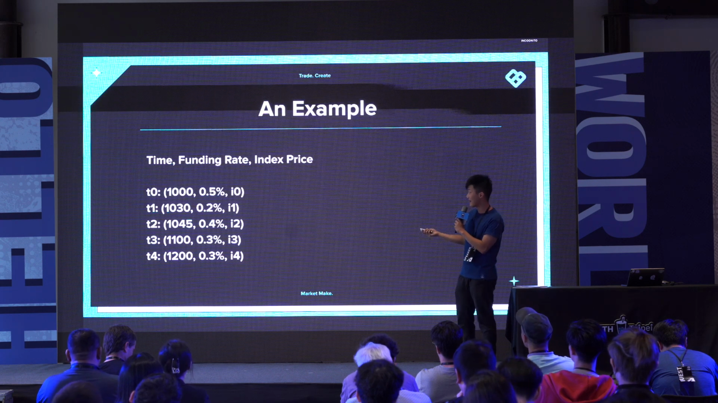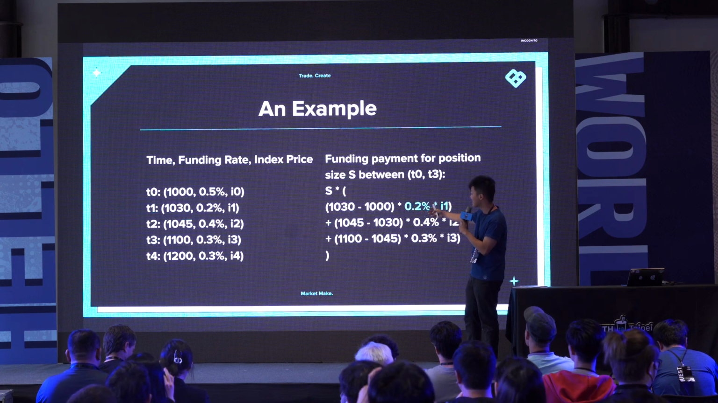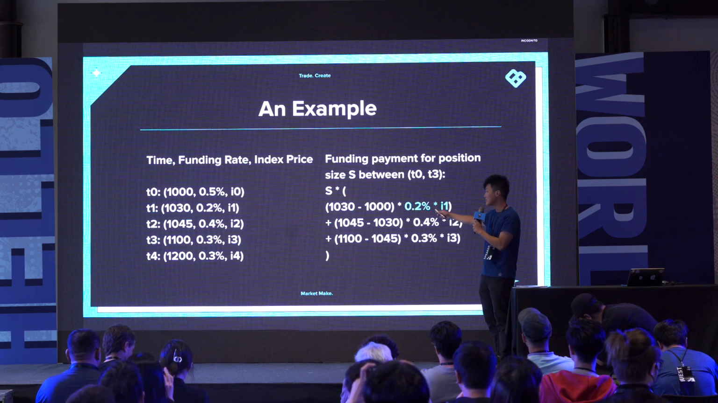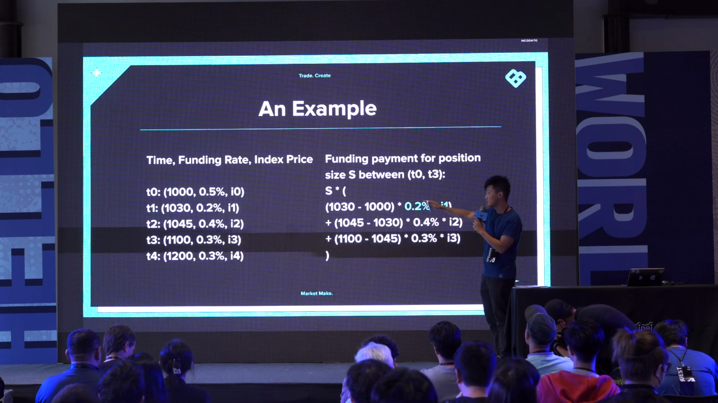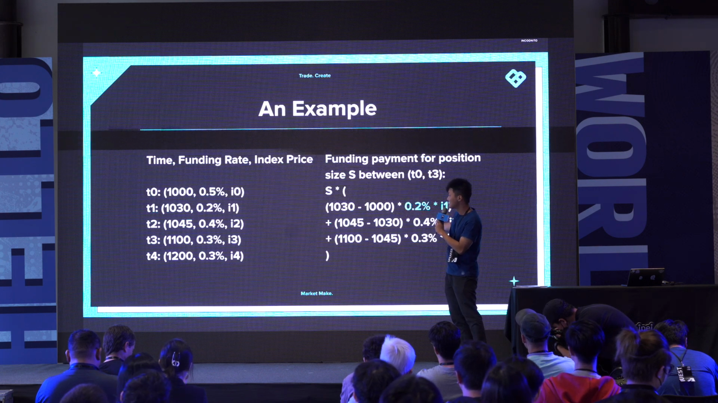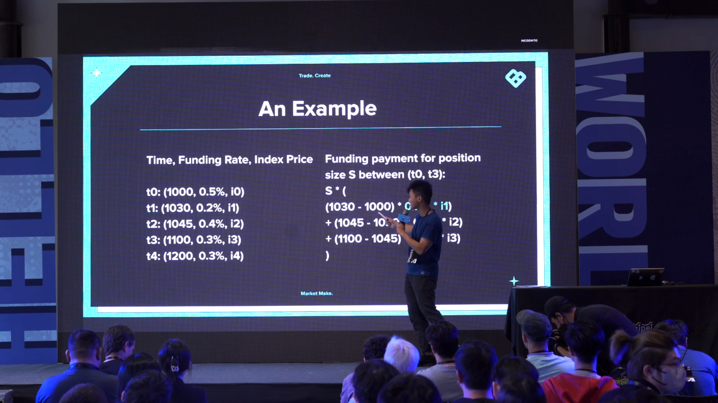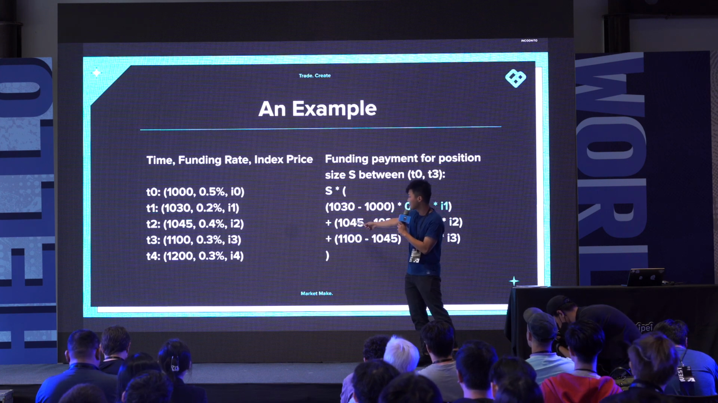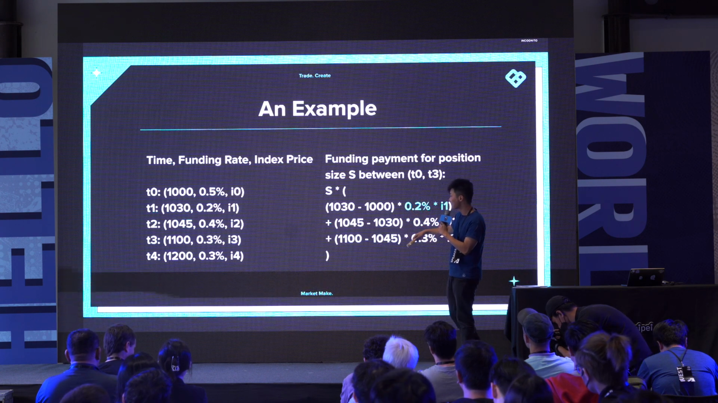So we can imagine that there's a user with a position size S, and the position is open between T0 and T3. Then the funding payment should be S times the funding for the time between 1030 and 1000, plus the funding for 1045 between 1030, etc.